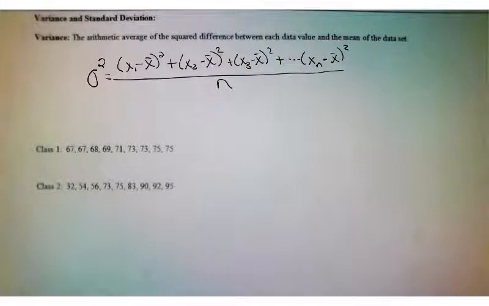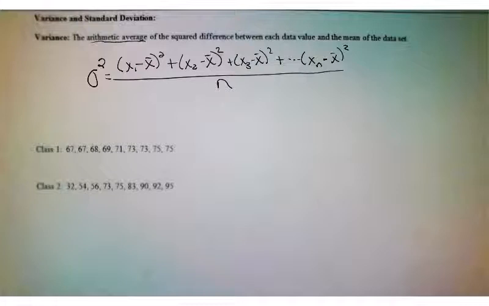Well, I think the formula is almost worse than the definition. But let's talk about the definition and the formula and what it's really getting at. And then we'll look at an example of finding variance and standard deviation. First of all, you have to take a step back from this big nasty formula and from this long definition. Focus on the first thing. It's the arithmetic average. You've heard this term before.